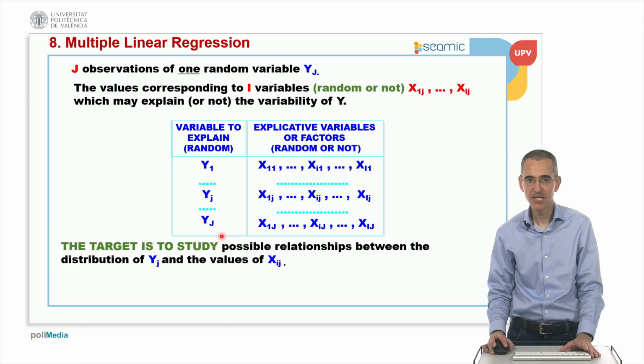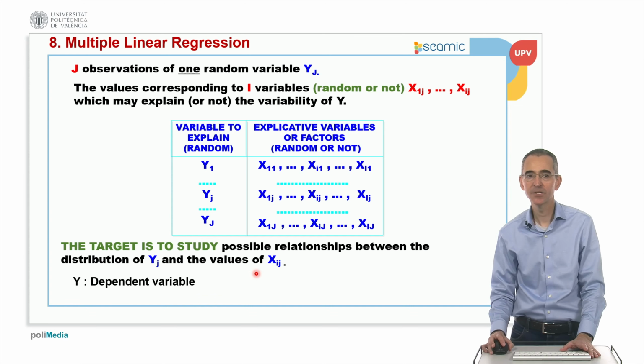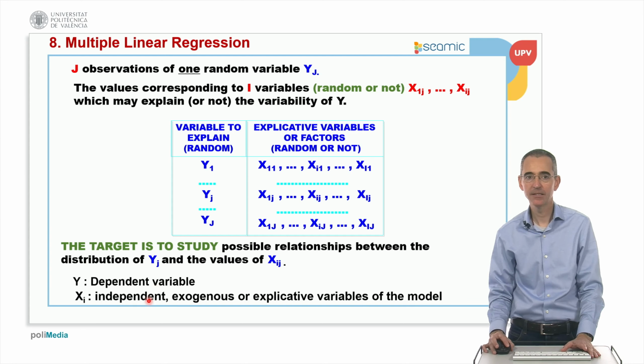So the target is to study possible relationships between the distribution of the y as a function of the values of the different explicative variables. We will call y the dependent variable, and we will call the others explicative, independent, or exogenous variables. It has different names.